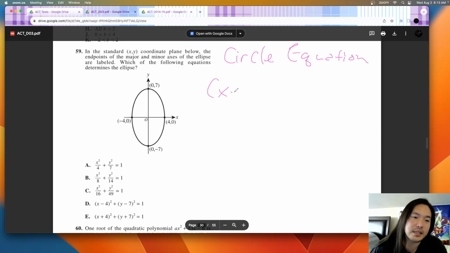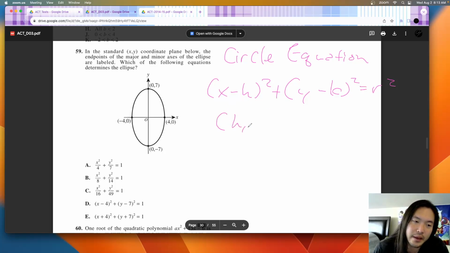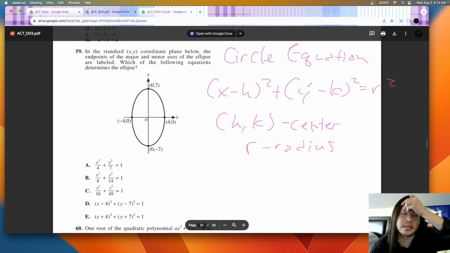This is (x minus h) squared plus (y minus k) squared equals r squared. If you think about it, this is just the Pythagorean theorem, and I'll try to visualize that for you. This one's basically guaranteed to show up on any ACT that you take. (h, k) is the center, r is the radius. And I told you a moment ago that this is basically just the Pythagorean theorem, and it's just true.